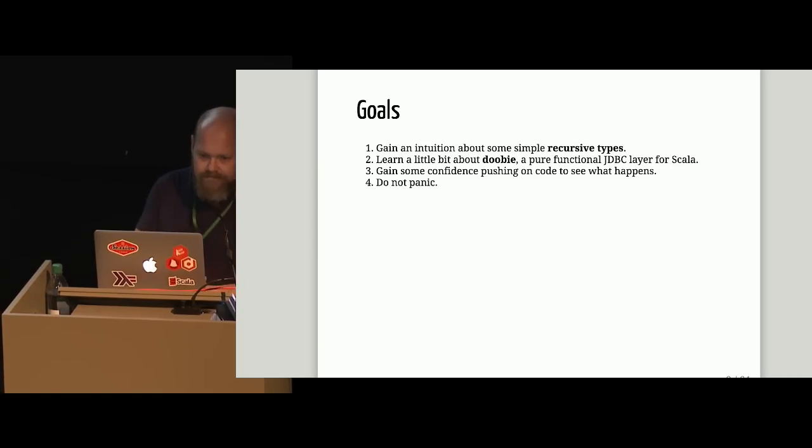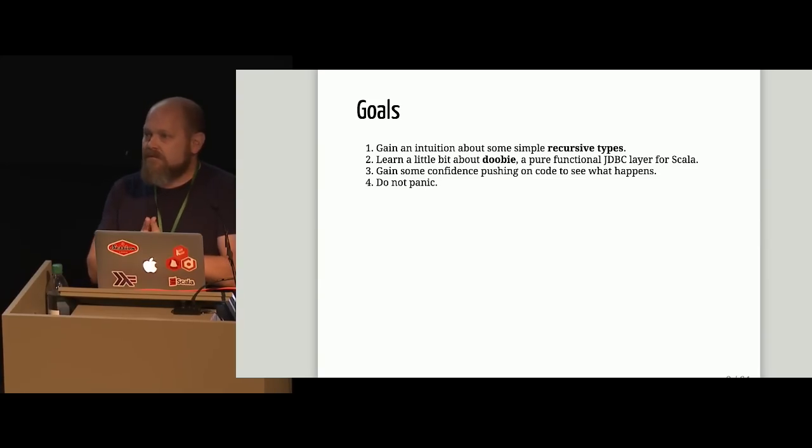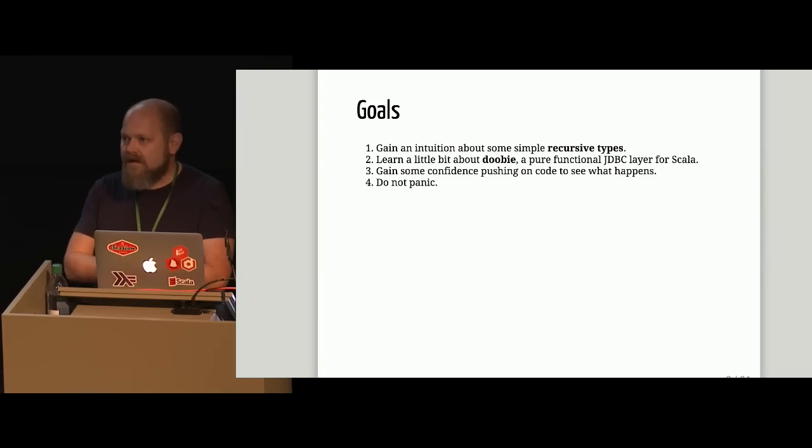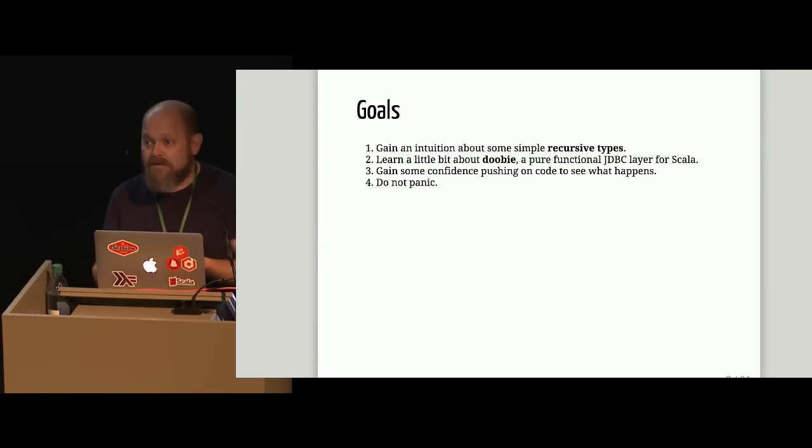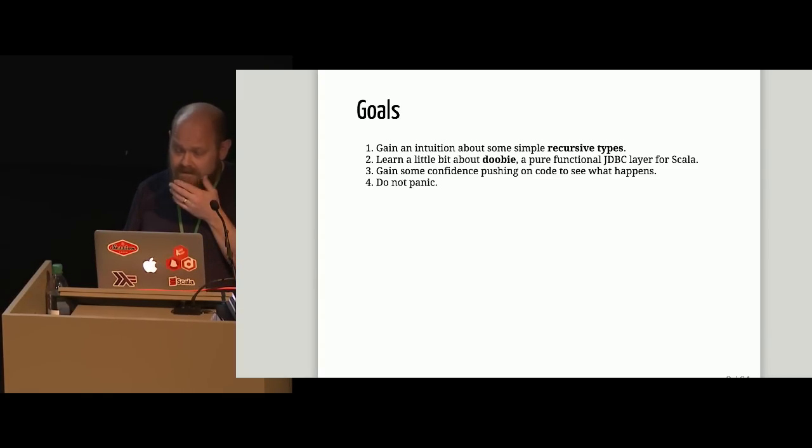So what are our goals? Gain intuition about some simple recursive types. These things seem to be pretty well known in the Haskell community, but they're not that well known in the Scala community, and they're super useful and just really interesting to think about and mess around with. So I want to introduce those things. Learn a little bit about Doobie, which we'll talk about later.